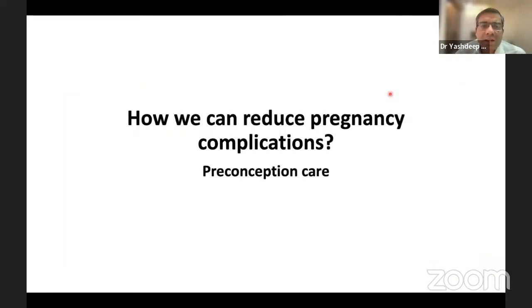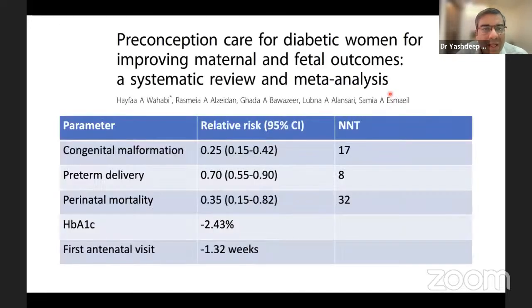Having understood the problems that a woman with type 1 diabetes can face in pregnancy, the clinical counterpart is how we can reduce these pregnancy complications. There are two components. One is preconception care, and the second is care during the antenatal period when they are actually pregnant. It has been shown that preconception care for diabetic women can help improve maternal and fetal outcomes. This systematic review and meta-analysis suggests that the relative risk of congenital malformations, preterm delivery, and perinatal mortality all decrease markedly when the patient is under preconception care.